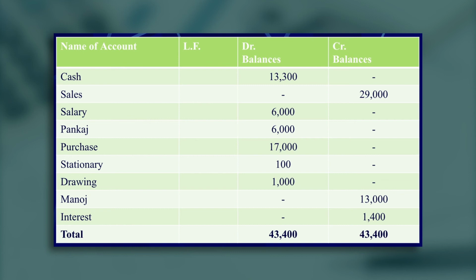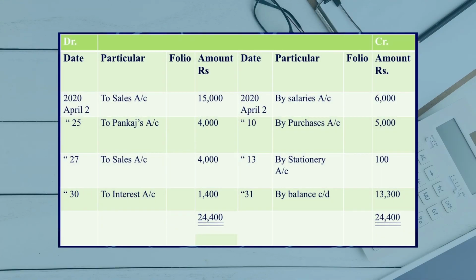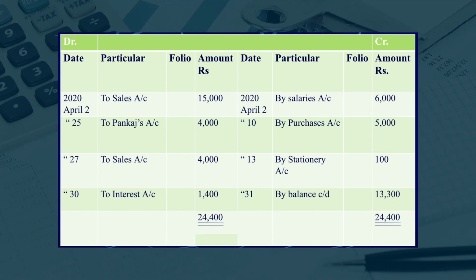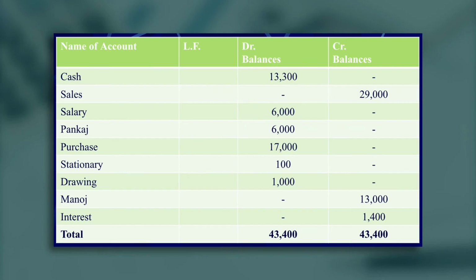So, if we go back, we will see the cash account. In the cash account we have a debit balance of 13,300. We have a debit balance because the debit side is more than the credit side. Therefore, this is a debit balance of 13,300. Kindly check, it will be written in the debit side of the trial balance. Yes, this is the debit balance 13,300.